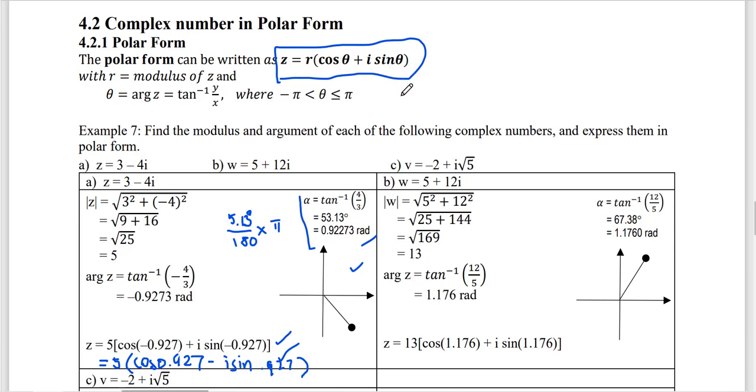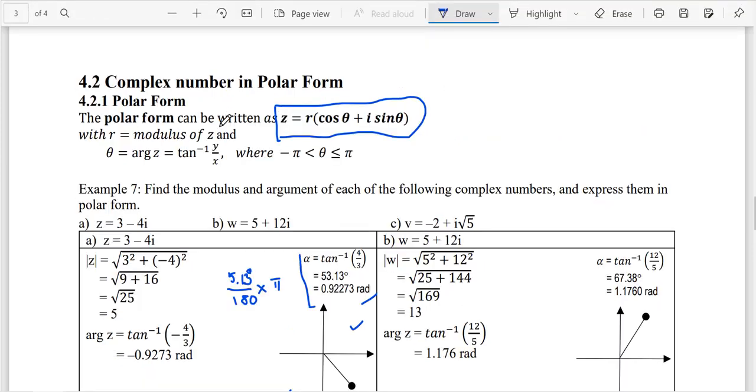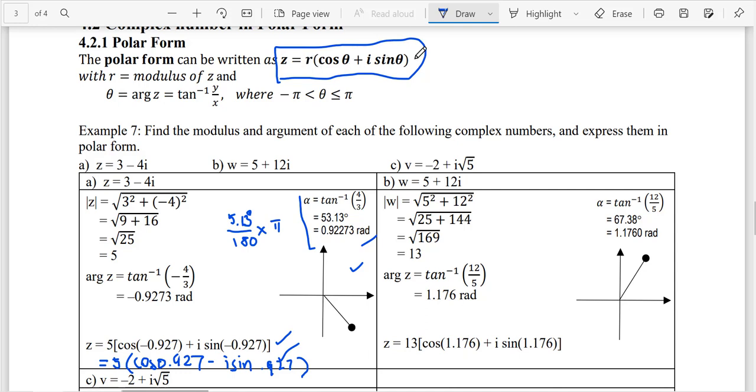Okay, this form is very useful. Later, if you want to find the raised to a power, or you want to find the roots of a complex number, it is very easy if you change to polar form. So what you need to do now is change the form of the complex number to polar form. Cartesian form, this is Cartesian form.